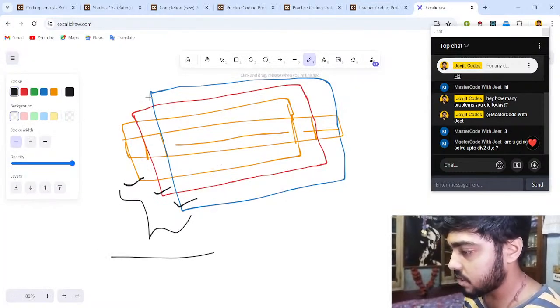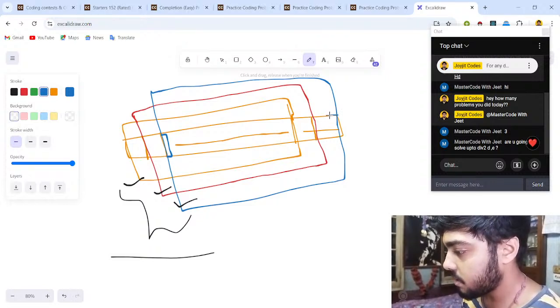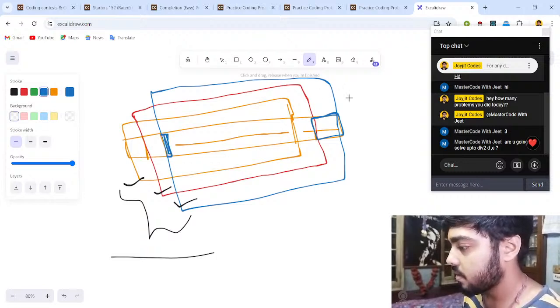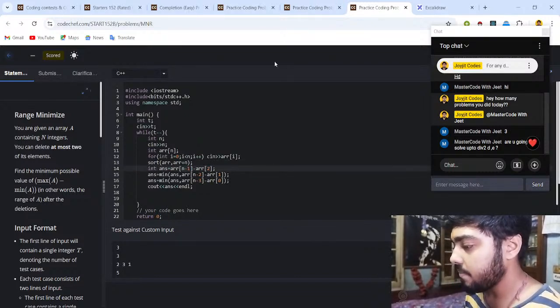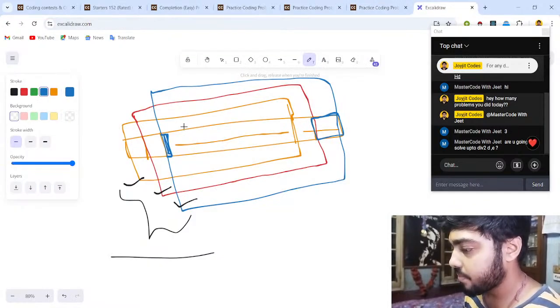Now if we are taking out the first two elements, that is this blue box, that means it is going to be the last element minus the third element. So basically that is it. You can see that I have taken the last element minus the third element.